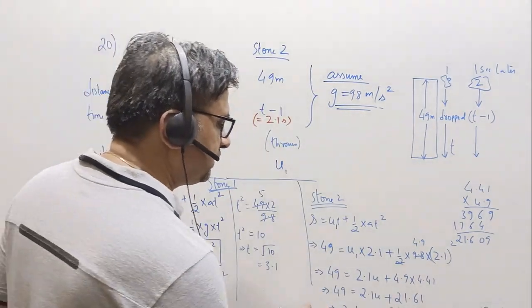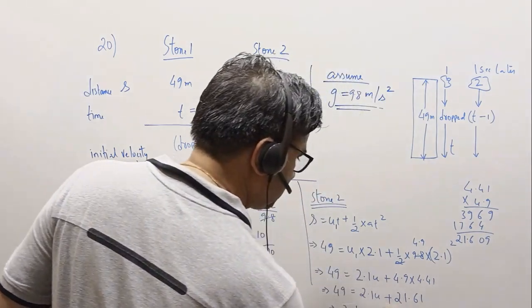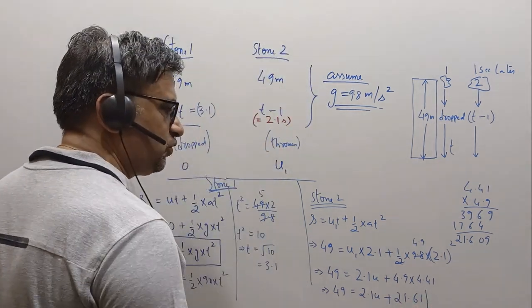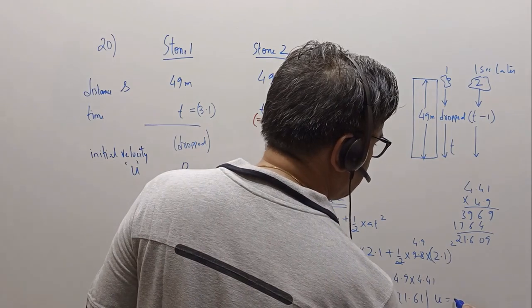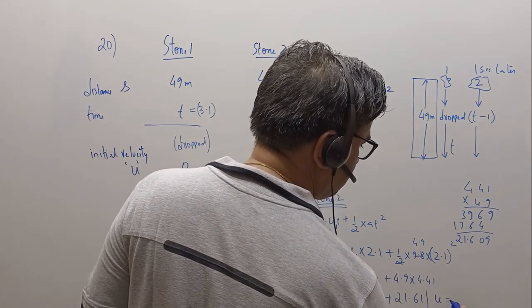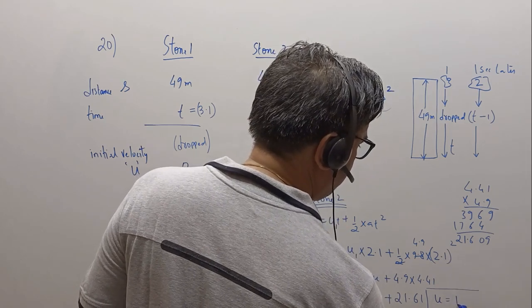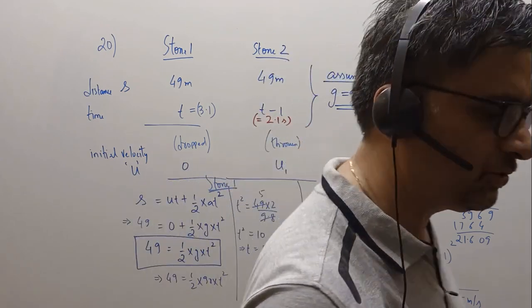Mind you, the teacher might want you to solve this accurately, so don't approximate it the way I have done, but this is not very relevant here. We don't have to spend so much time in this session finding the value; this is mere class 6 calculation. So this comes to around 15 meters per second. This is the answer to question number 20.